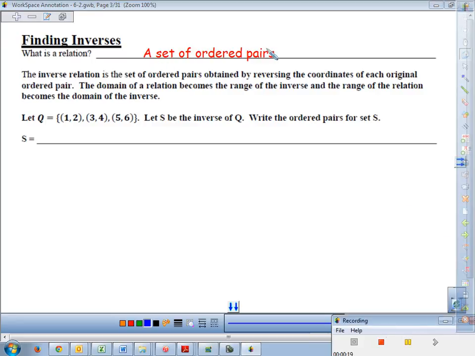So if a relation is a set of ordered pairs, an inverse, quite simply, I'll just get straight to it. An inverse is a reflection over the line y equals x. X and y switch places in an inverse situation.